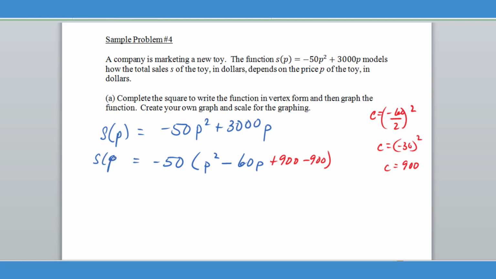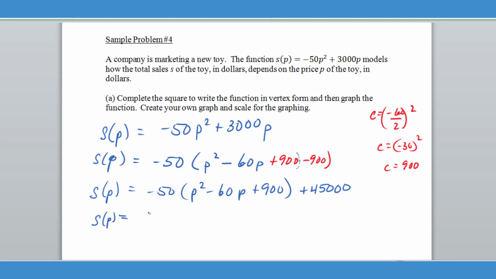Now, this is going to leave us a little bit of a different problem here, because really what I want to do is just have this 900 so that I can complete the square. But everything inside this parentheses is technically a multiple of the negative 50. So in order for me to get the negative 900 out of here, I need to multiply it times the negative 50. Negative 900 times negative 50 is a positive 45,000. So I'm going to multiply that, kind of like distributing, but I'm only distributing one singular part of it. And so now I can actually write this in vertex form, and then we have the equation that we need.